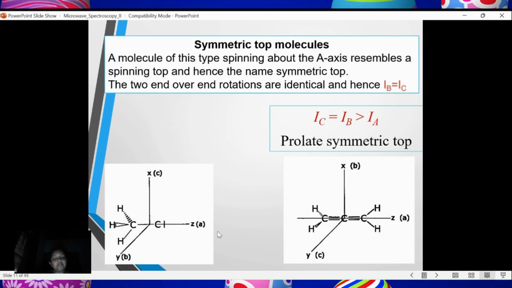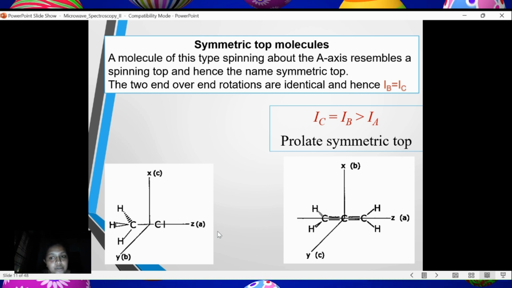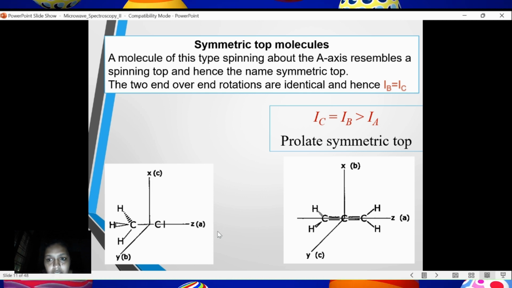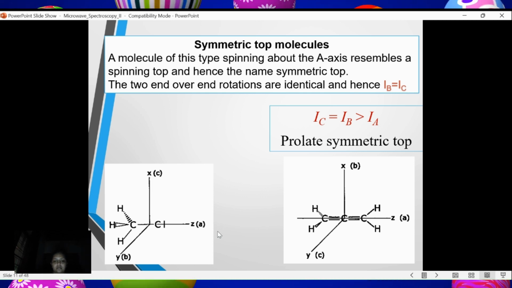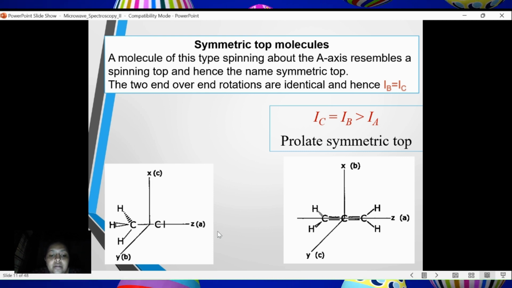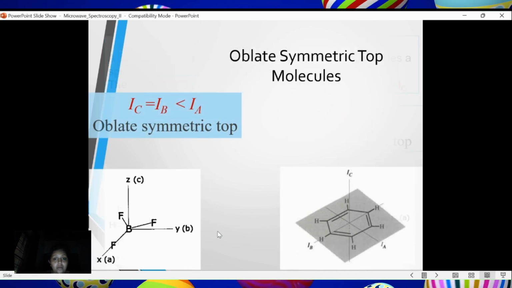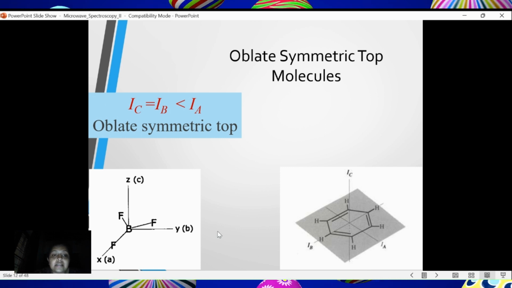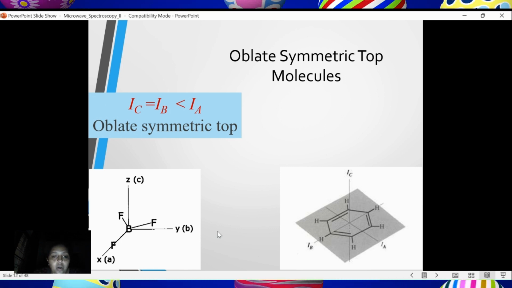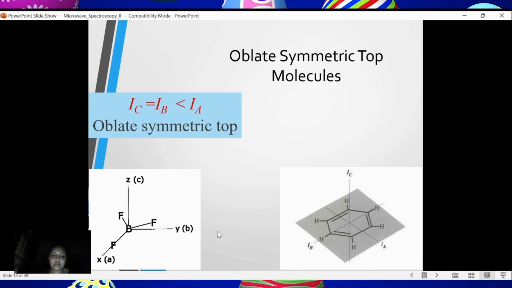Okay, then symmetric top molecules. Symmetric top molecules are divided into two, that is prolate and oblate. If the IA, that means the moment of inertia along the molecular axis, is considered to be less than the other two, then it is considered as a prolate symmetric top. And if the IA is greater than the other two, then it is known as the oblate symmetric top molecule.